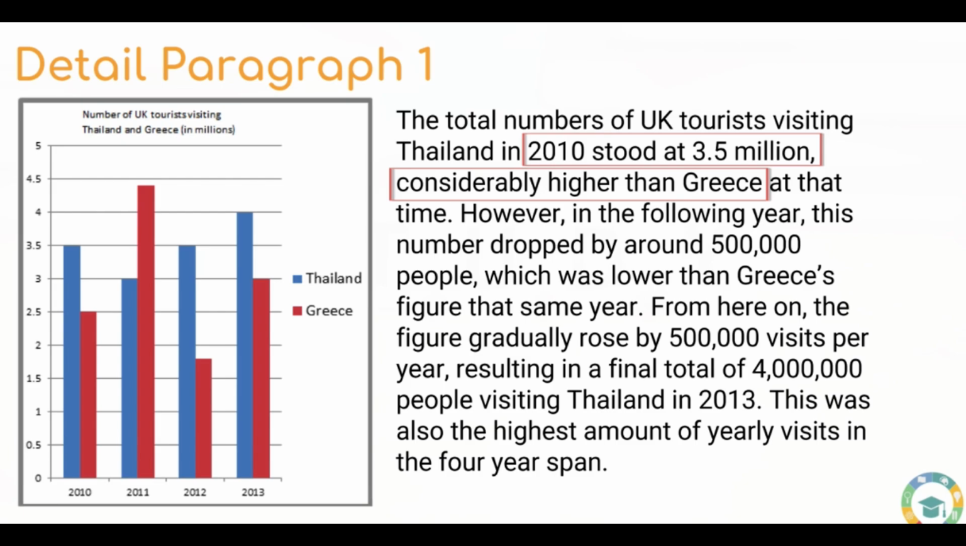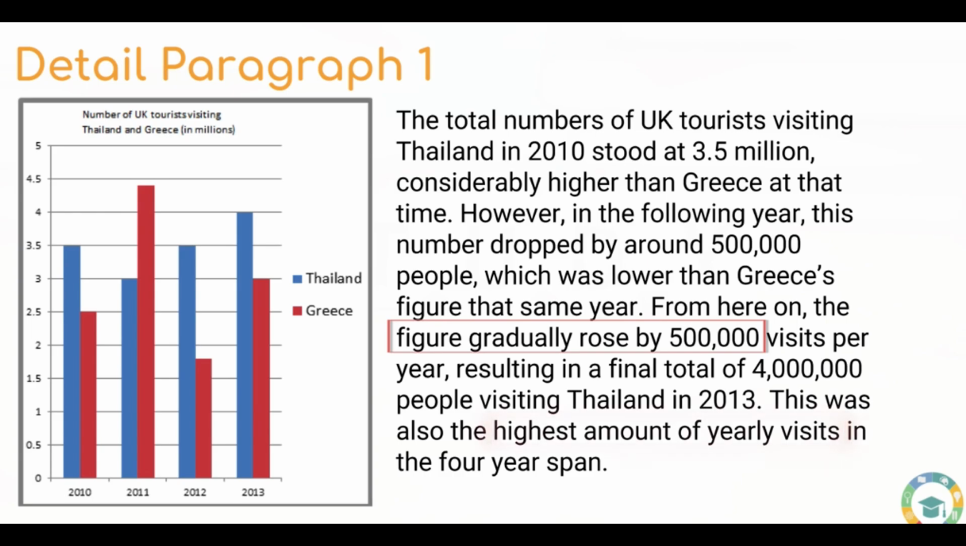Where possible, do try and compare the data that you can see. I then went on to say that in 2011, the number dropped by 500,000. Please do remember to give the correct figures, as accuracy will help your mark. Finally, I reported the total number of visits to Thailand from UK tourists increased by 500,000 each year. And I also went on to add the detail that the final figure in 2013 was Thailand's highest amount.